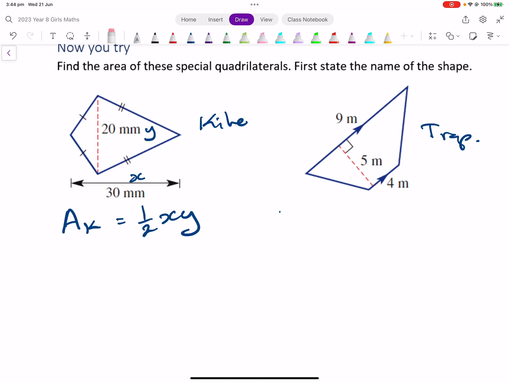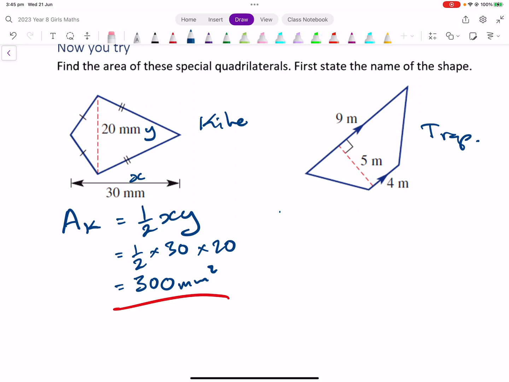So let's substitute those values. X is 30 times 20, which equals, get your calculator out, I reckon that equals 300 millimeters squared. I hope you got that one right. And if you didn't, I hope you worked out what you could have done differently.